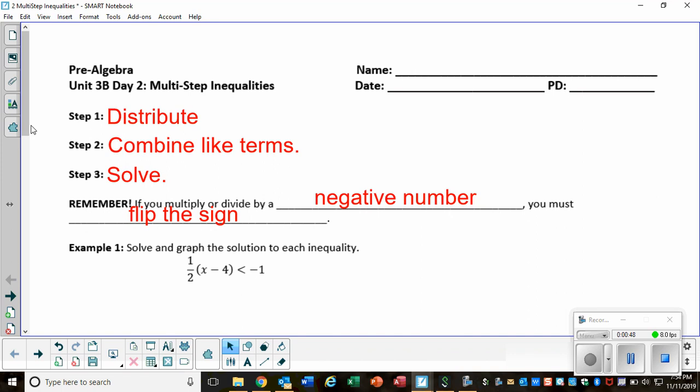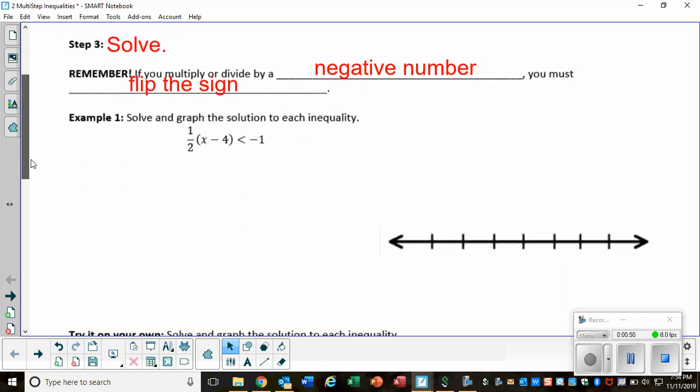Okay? So example 1, solve and graph the solution to each inequality. Here, the very first thing we want to do is distribute. We're going to distribute this 1/2, which you could easily change to 0.5. I'm going to multiply the 1/2 by the x, and multiply the 1/2 by the -4. So 1/2 x is just 1/2 x.